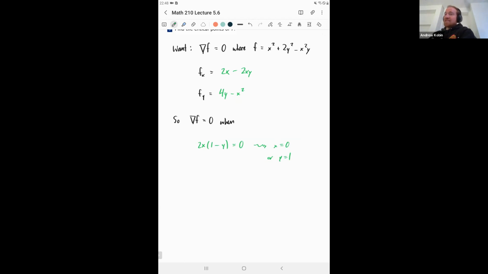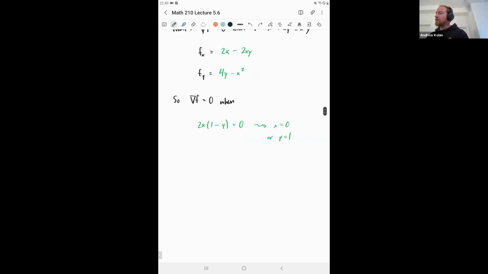On the other hand, let's save that information. So any point that is a critical point of the function has to have its x coordinate equal to 0, or if it doesn't, it has to have the y coordinate equal to 1. Those are strict requirements on our set of critical points. That already identifies a smaller set than the whole xy plane.